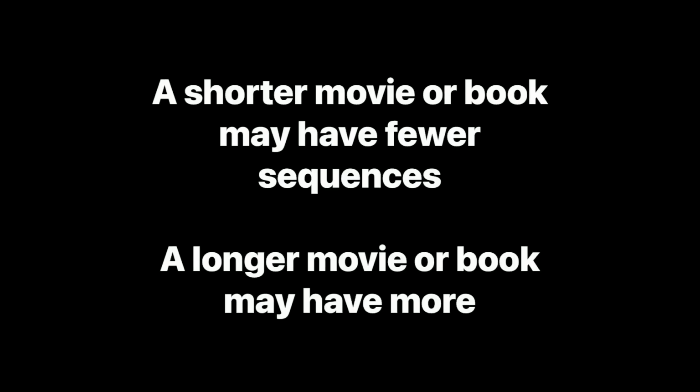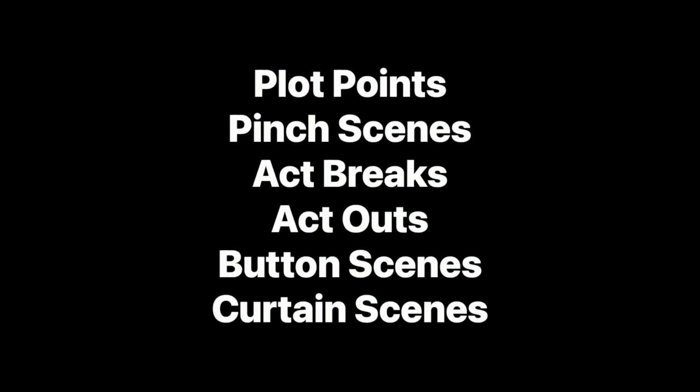Now, I'm talking about 8 sequences in a 2-hour movie. If you have a shorter movie, you might have fewer sequences. And if you have a longer movie, you can easily have more sequences. This is approximate. Now, if you've worked in screenwriting or you've done some reading about screenwriting, you've probably heard these act and sequence climaxes called plot points and pinch scenes, or breaks, or button scenes, or act outs. In theater, they're called curtain scenes. They're all just names for climaxes. And I like the word climax because who doesn't?